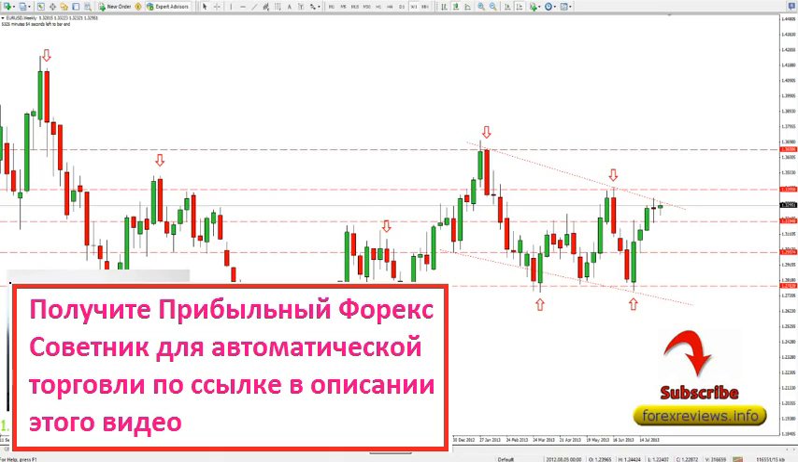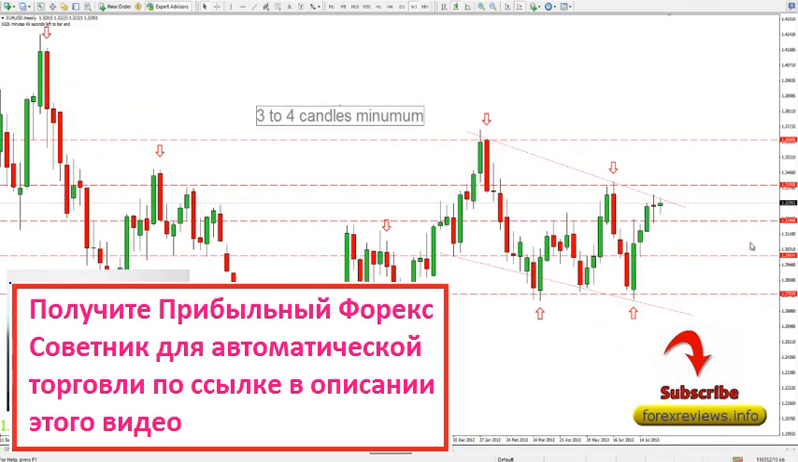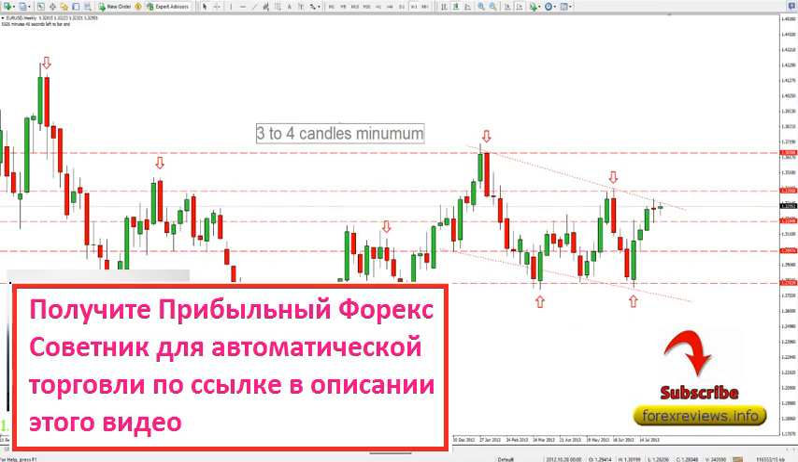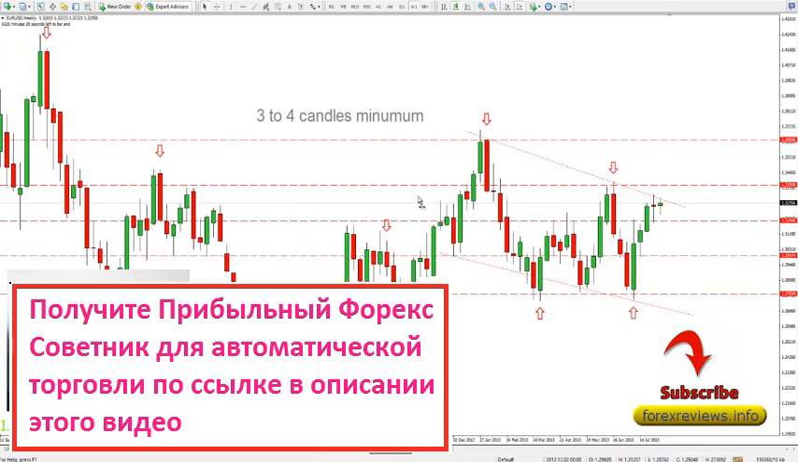Okay? Now, see, we wouldn't take this sell. Why wouldn't we take this sell? You remember the rule. 3 or 4 candles minimum. It has to move before you get an opposing signal. You can't just say it's a trend change because it's only moved 1 or 2 candles. So it's not a trend change. Okay, so this is the filter for this system, right?